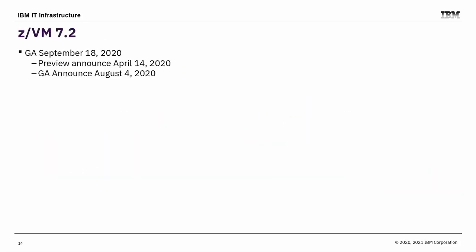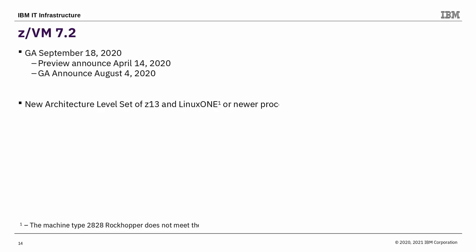So, overview of 7.2. GA'd last September, previewed a while before that, and as usual, the announce was nicely before GA. This new architecture level set, so it's now Z13 and up, so current generation, previous generation, and a generation before that, so Z15, Z14, Z13, and all the corresponding Linux One branding.